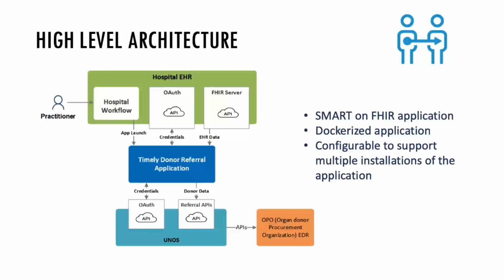At a high level, we are looking at this as a Dockerized SMART on FHIR application. This application would be triggered inside a hospital workflow when a practitioner is at a point to transfer the donor information to UNOS. Once triggered, the application has two interfaces, one to the hospital EHR and one to UNOS. For the hospital EHR, using the OAuth credentials and the FHIR server, the donor records are collected and presented to the practitioner. The practitioner in turn can validate this data, add missing information, and then trigger a push of this data to UNOS. Once triggered, on the UNOS side, using the OAuth at UNOS and the referral APIs, the data would be passed to the UNOS system.